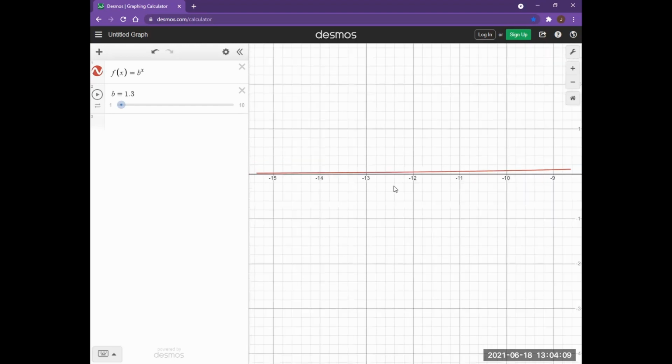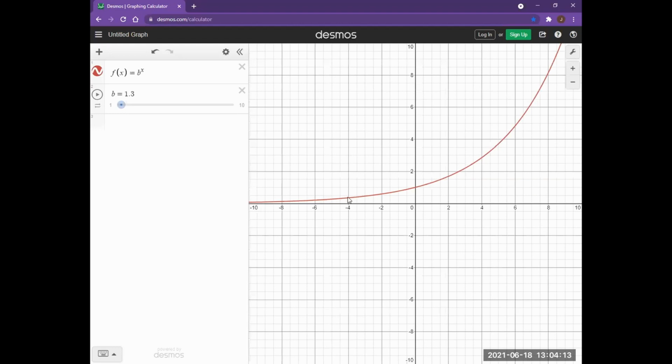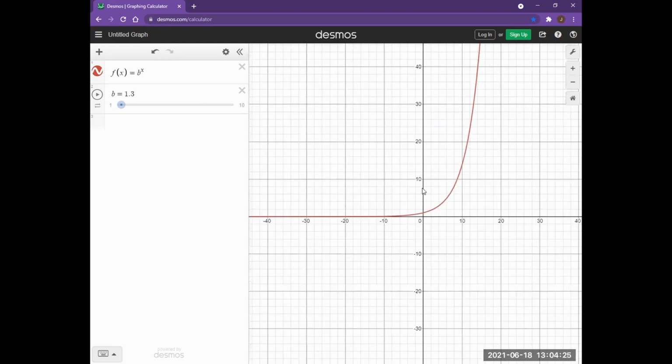You can zoom in and see it doesn't ever touch the x-axis, but it gets close to it. Just by looking at the graph, you can determine that the domain goes from negative infinity to positive infinity. It's going to drift to the right forever. Even though it grows pretty quickly, it still drifts to the right forever. So that's the domain. The range goes from 0 to infinity.